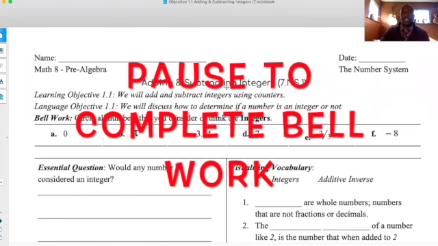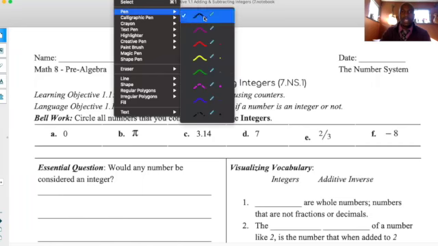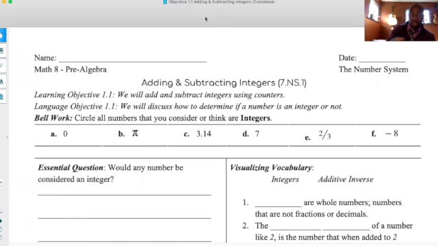All right. So I'm hoping that you answered and circled these 3 numbers. Hoping that you circled 0, 7, and -8. These 3 are indeed integers. Now, the other 3 that you have there are not integers, for the simple definition of what an integer is.